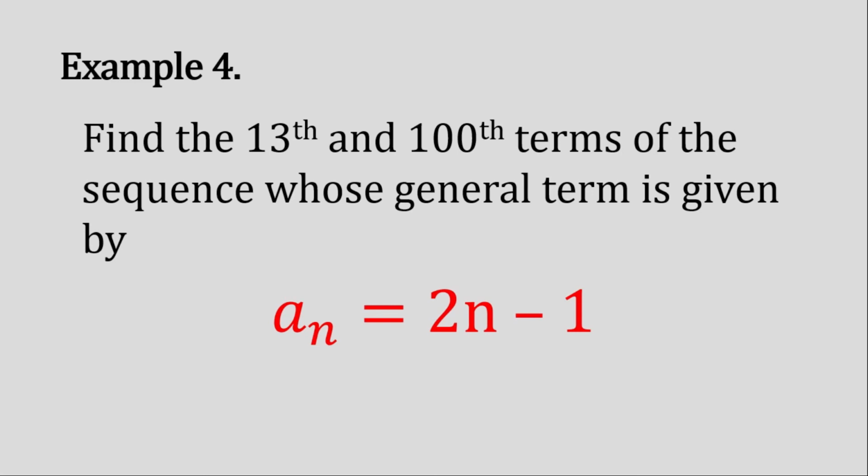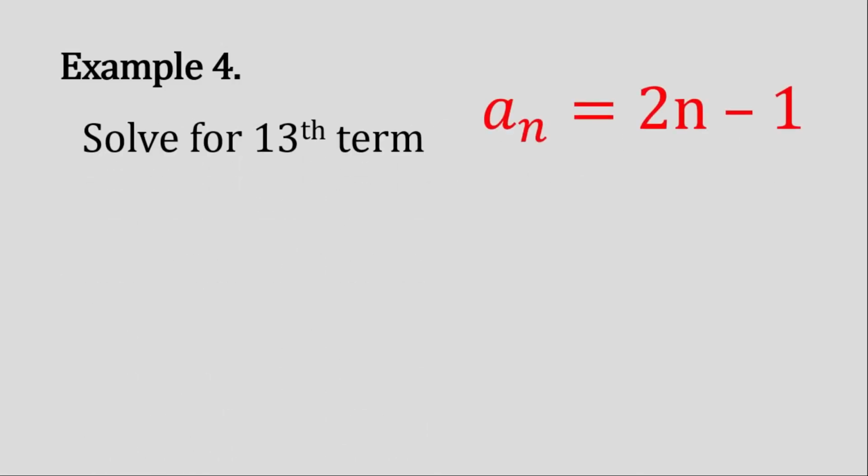Now, this is a different kind of problem. We are not asked to find the first 5 terms or the first 4 terms. Instead, we are asked to find the 13th term and the 100th term of this sequence whose formula is given by a sub n is equal to 2n minus 1. Now, let's compute first the 13th term. Remember the formula. A sub n is equal to 2n minus 1. Again, if we're going to find the 13th term, that is equal to a sub 13. Since we change n into 13, the value of our n is 13.